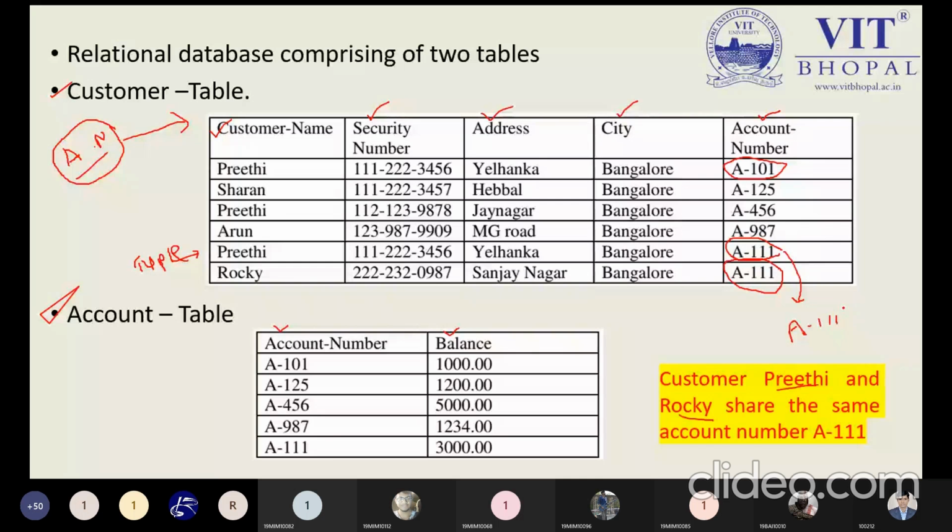So this is a relationship. A relationship can be made between two different tables by having a common parameter or common attribute name. Here we have the common attribute, that is the account number. Now this is just an idea about the relationship, a relational database, or relational data model, we can say. Is it clear to all?